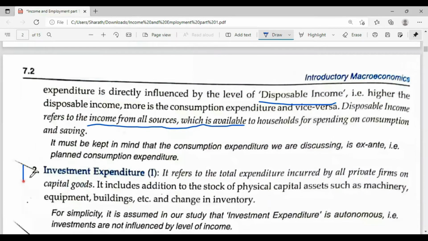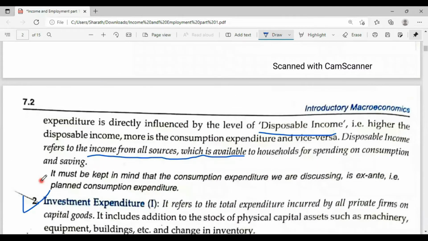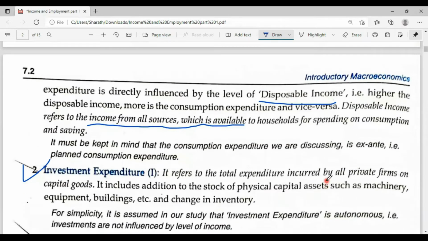The second component is investment expenditure, which we represent with the letter I. What is investment expenditure? It is the expenditure incurred by private firms on capital goods. All the expenses incurred by private firms for the purchase or accumulation of capital goods will be treated as investment expenditure. What kind of capital goods? It can be machinery, plant, equipment, buildings, and even change in stock. All will be treated as capital goods, and the expenses incurred on them are called investment expenditure.